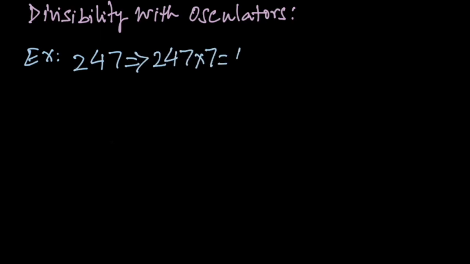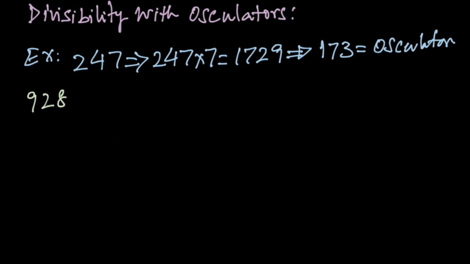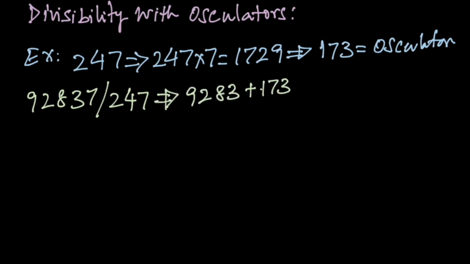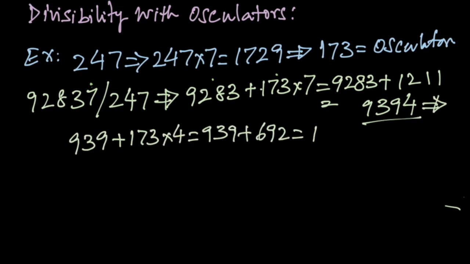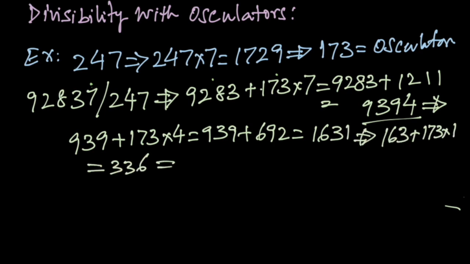Say our divisor is 247. For 247 the oscillator is 173. Now suppose we have to check if 92837 is divisible by 247 or not. Here we separate the ones digit, multiply it with 173, and add the rest of the digits, and we will do it repeatedly. So we can easily check that 336 is not divisible by 247. So the original number 92837 is not divisible by 247.